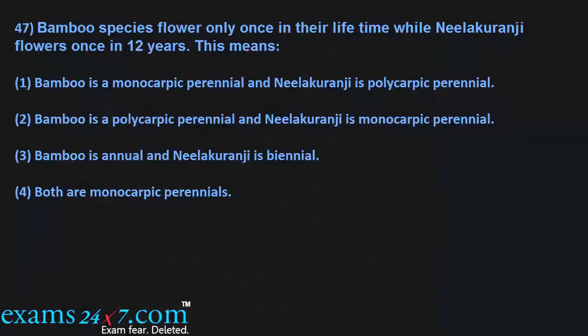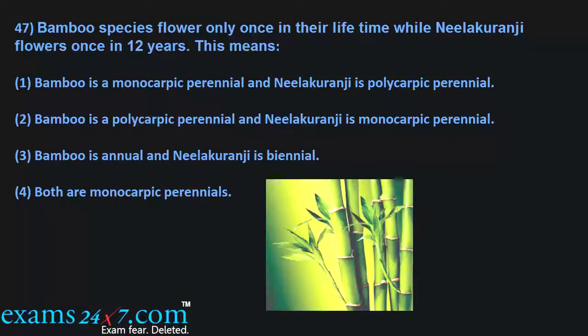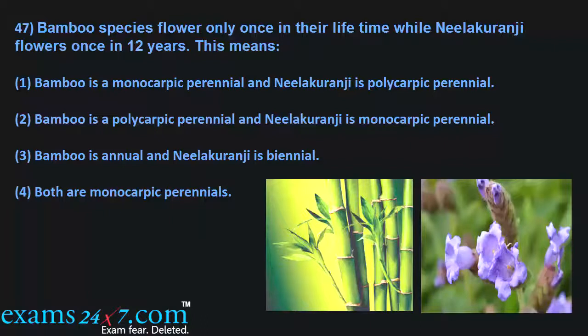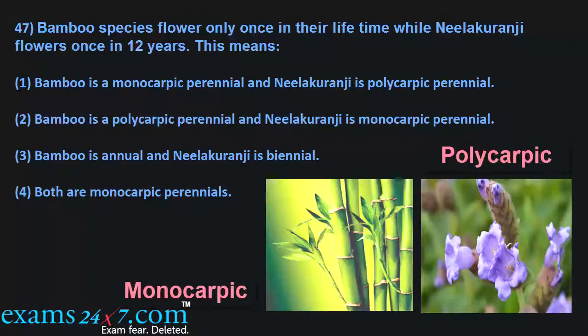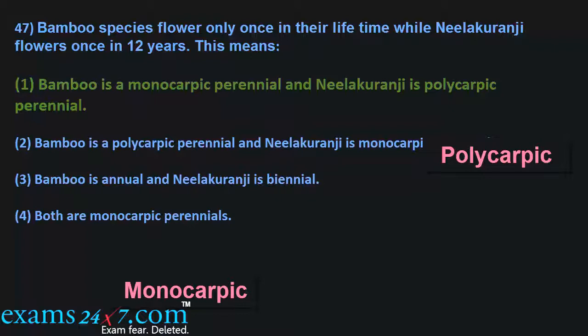Bamboo species flower only once in their lifetime, while Neela Kurinji flowers once in 12 years. This means, remember, if a plant flowers only once in its lifetime, it is called monocarpic. If it is going to flower many times, it is called polycarpic. The statement says bamboo is going to flower only once in lifetime, that means it is monocarpic. And then Neela Kurinji, which is Strobilanthes kunthiana, flowers once in 12 years. That means it is polycarpic. So option 1 is the answer.